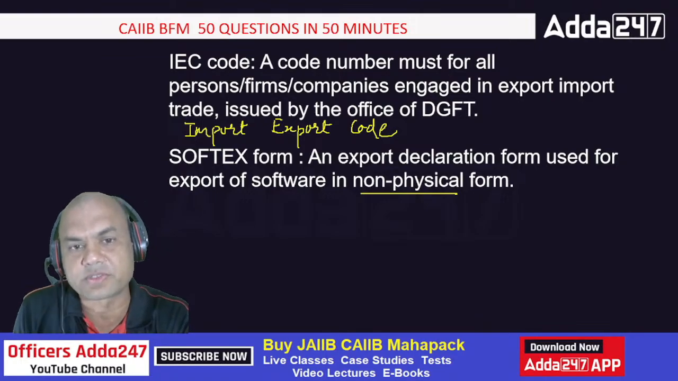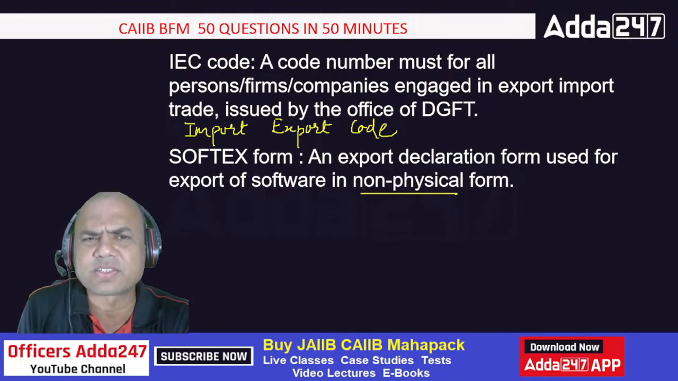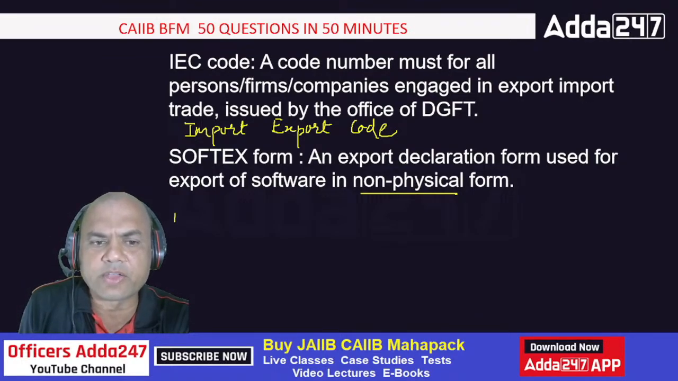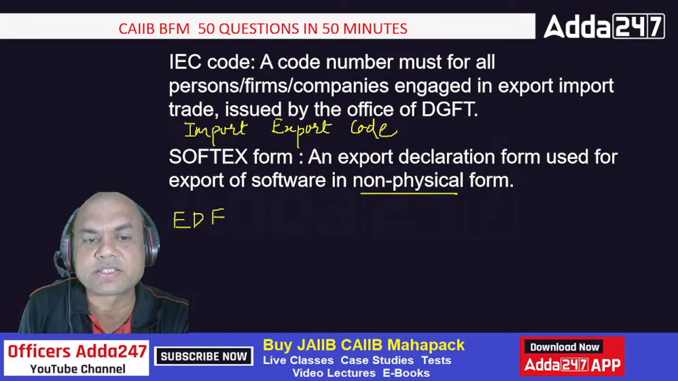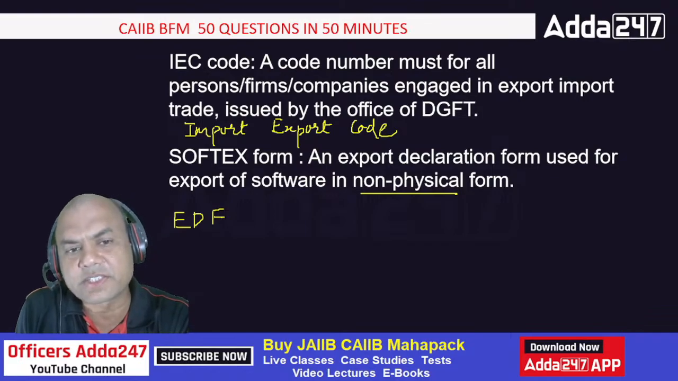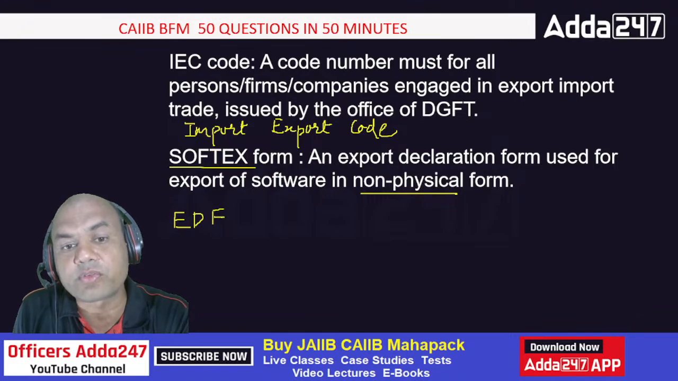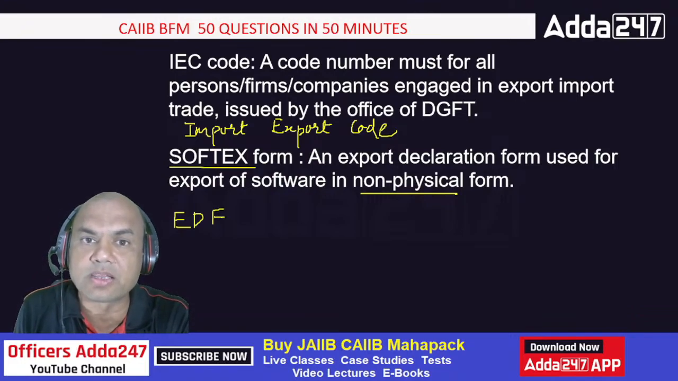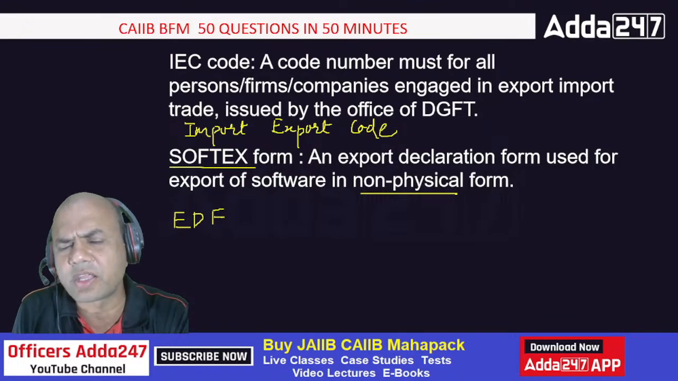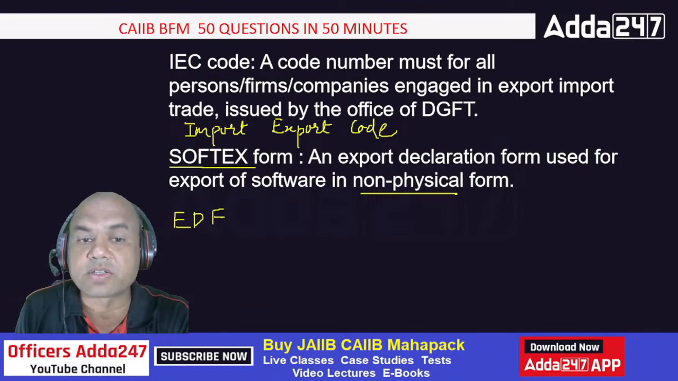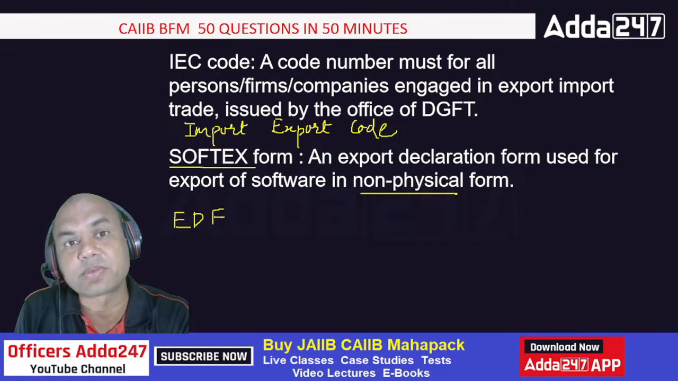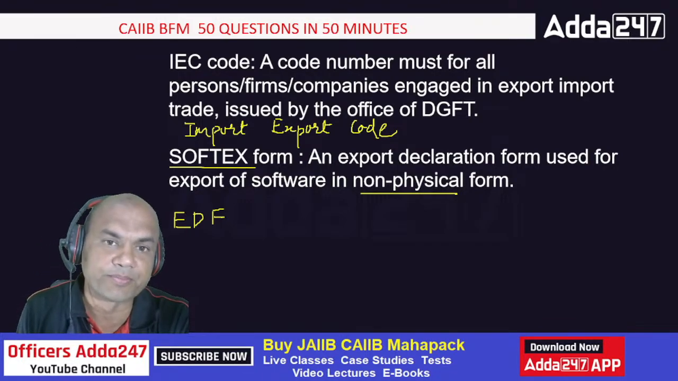There are two forms actually. One is EDF, which I think we covered yesterday, the export declaration form, and second is this Softex. Softex is for any export which is done on a soft basis. Soft basis means on email, via Google Drive or anything. Anything you do on a soft basis, Softex is used. So this is a self-declaration form. The customer has to declare it himself only.